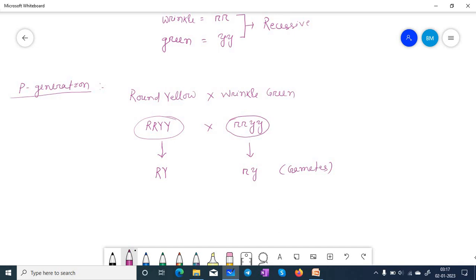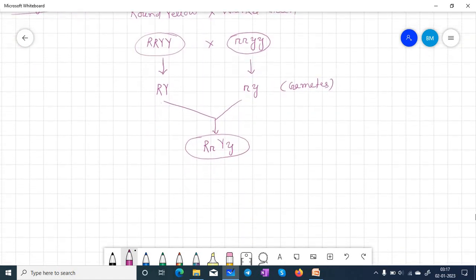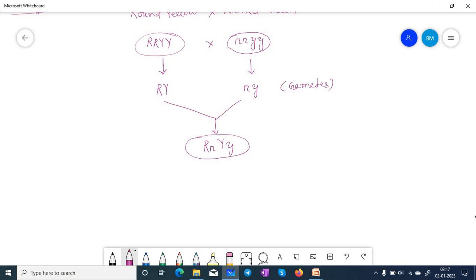Then these gametes combine and give rise to capital R small r, capital Y small y. This results in the round yellow character. I already mentioned that when capital R and capital Y are present, the round yellow character will be expressed, as capital R capital Y is dominant over small r small y. So the character will be round yellow, but this is the hybrid one. It is the F1 generation.